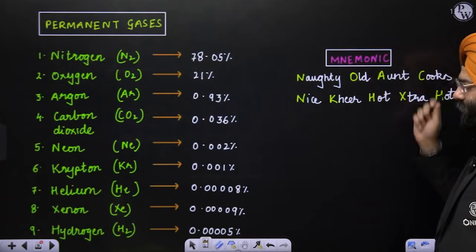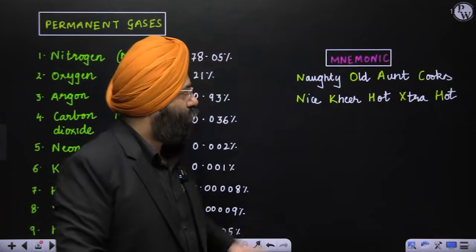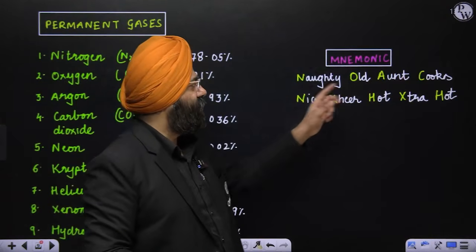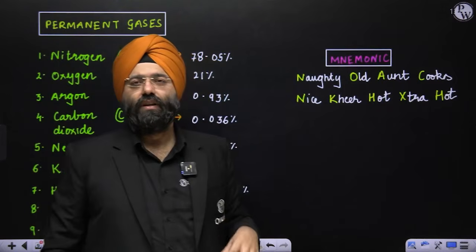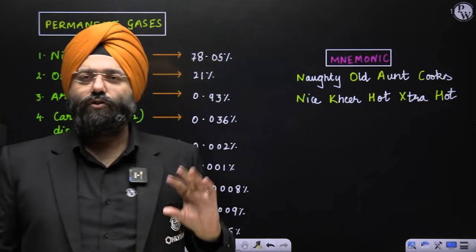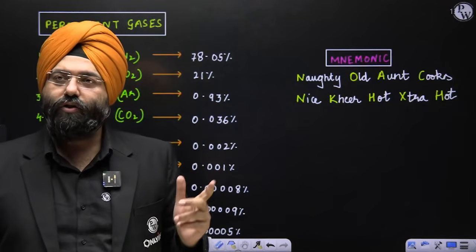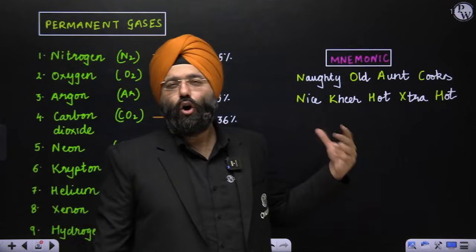Naughty old aunt. Now, whether you want to put naughty old aunt or auntie, it is up to you. Naughty old aunt cooks nice kheer, hot, extra hot. So you can imagine there is an old aunt who is cooking kheer, which is hot. No, it is extra hot. So how do you remember? Naughty old aunt cooks nice kheer, hot, extra hot.